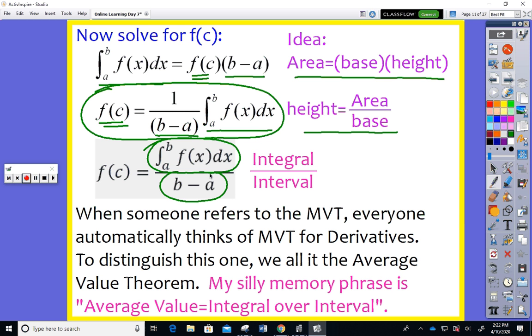Now, when we say mean value theorem, people tend to automatically think about the mean value theorem for derivatives. And so in order to not have to say the mean value theorem for derivatives and the mean value theorem for integrals, because that gets wordy, we'll reserve mean value theorem to mean the one for derivatives. And in a math class, the arithmetic mean means the average. So instead of mean value theorem, we'll say average value theorem when we're talking about the mean value theorem for integrals. So mean value theorem will stick with derivatives. Average value theorem is the wording we'll use for integrals.